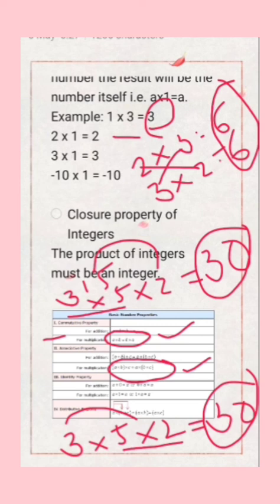Then identity property. Identity property I have already explained. If you multiply any number by 1, then your answer will remain the same. And next is distributive property. Distributive property I will explain later during the explanation of the exercise, and you can note down this chart.